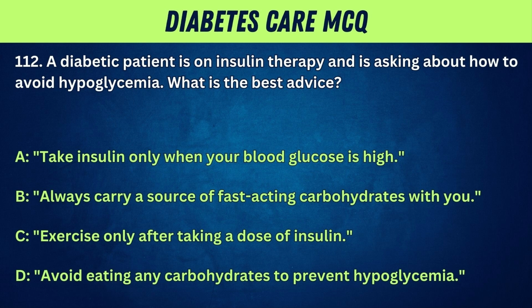112. A diabetic patient is on insulin therapy and is asking about how to avoid hypoglycemia. What is the best advice? A. Take insulin only when your blood glucose is high. B. Always carry a source of fast-acting carbohydrates with you. C. Exercise only after taking a dose of insulin. D. Avoid eating any carbohydrates to prevent hypoglycemia.